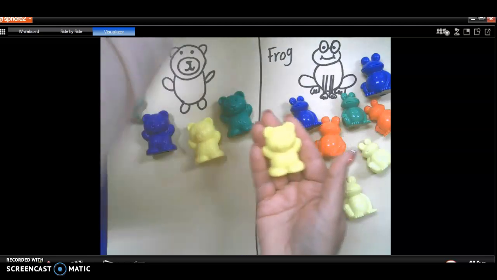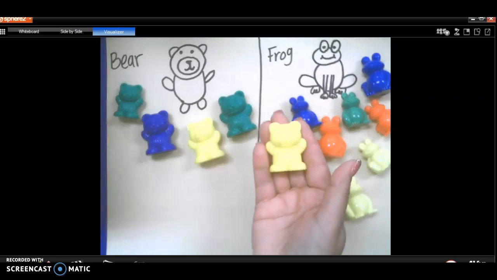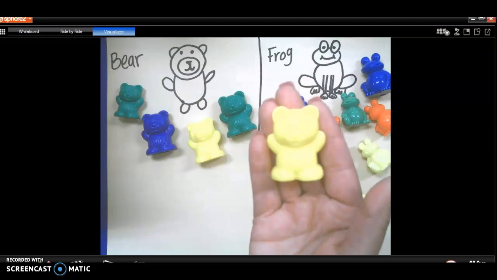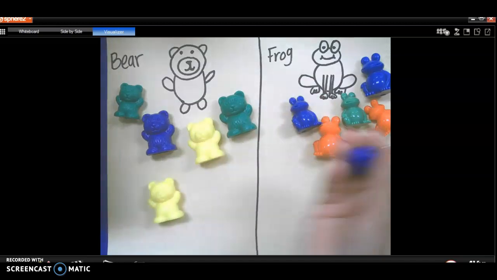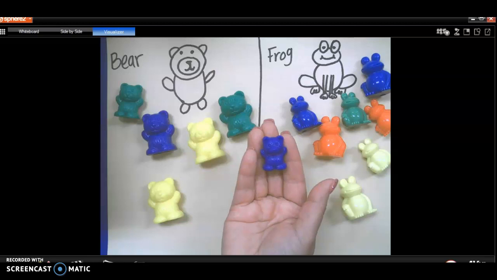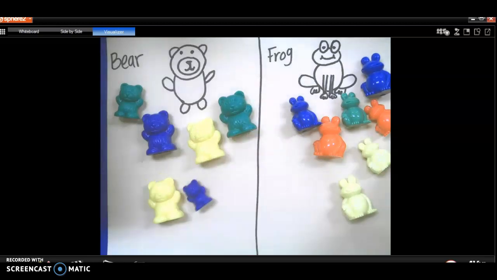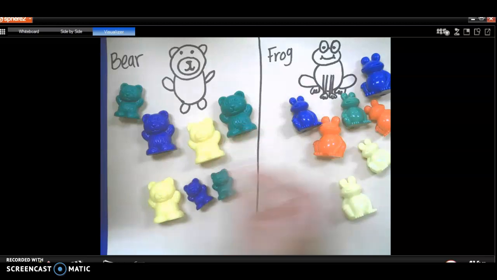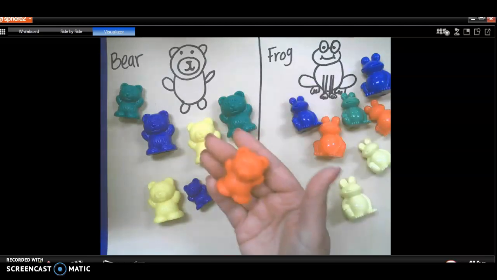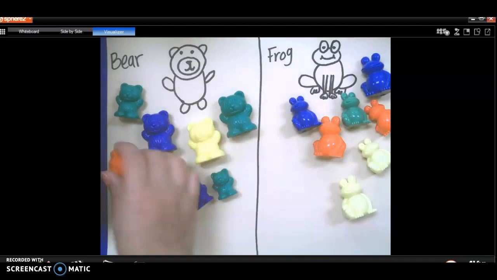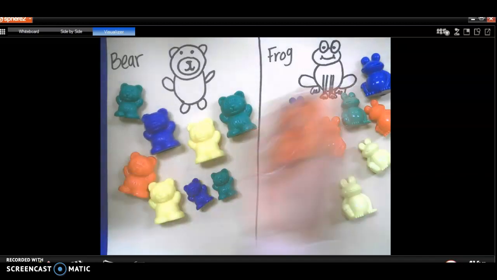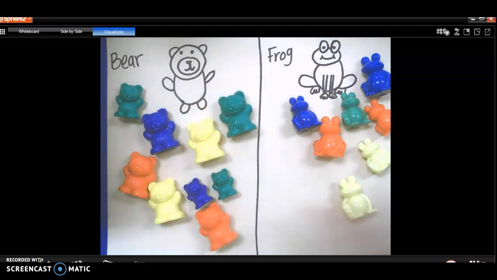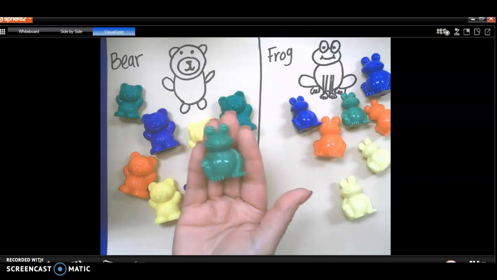Let me see if we can zoom in a little bit better. Well, that's a bear. What about this tiny little one? That's a cute little bear. Another one. That's another little bear. What about this one? That's a bigger bear. It goes with the bears. And this one. Another bear. And my last one.